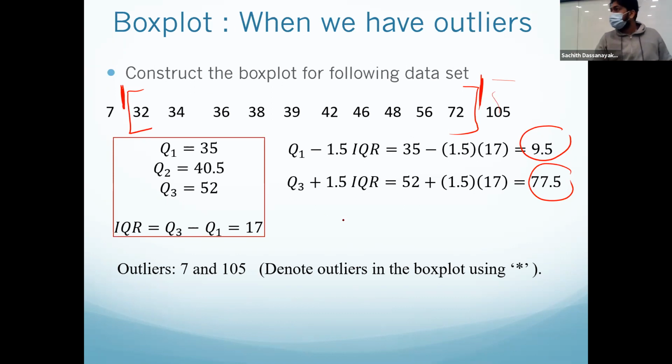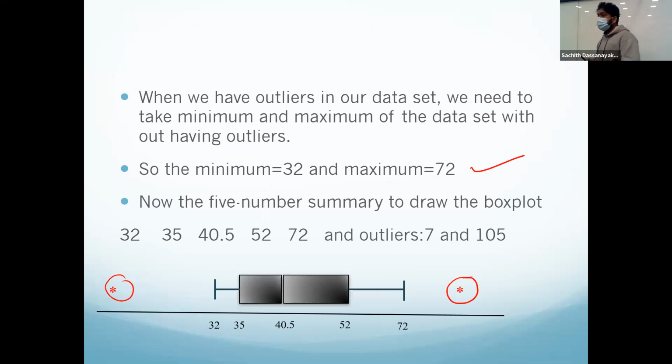So Q1 and Q3 are the range for it. They don't change. Q1, Q2, Q3, they don't change. They are the range used to find the outliers. Yes, exactly. Right. So we just remove our outliers and find what the new minimum and maximum are. Those minimum and maximum are 32 and 72.